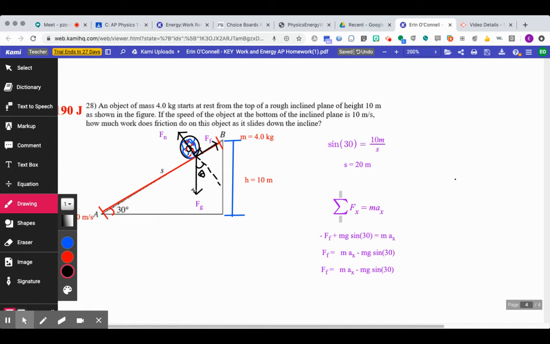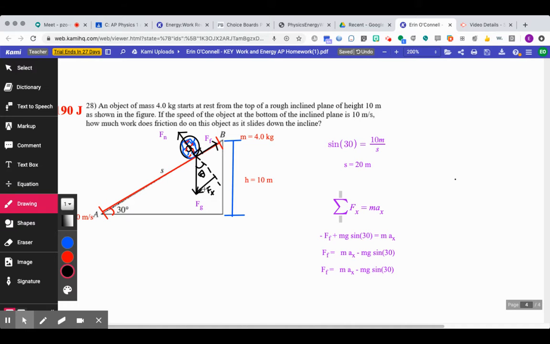The component of the force of gravity that will contribute to the acceleration, again, on the AP exam, do not draw components of vectors on the free body diagram. But technically, if we were to draw it, it's located here. That would be the x component of that force of gravity, and it's parallel to the displacement.